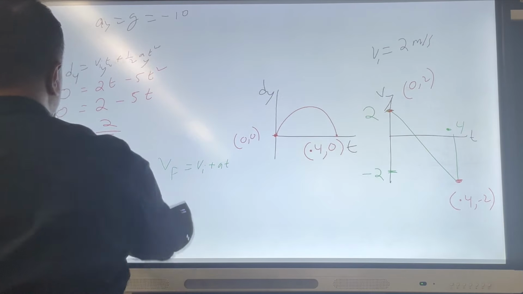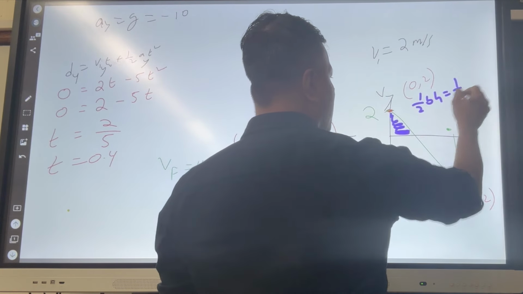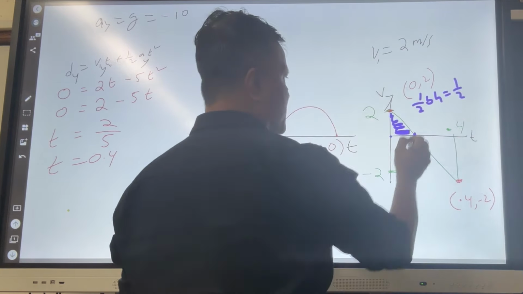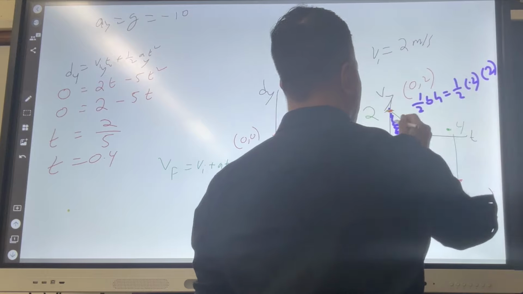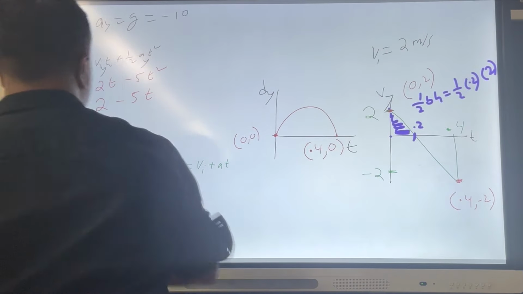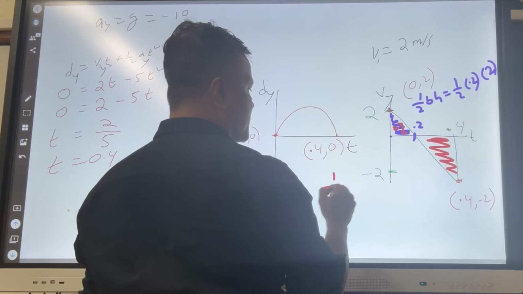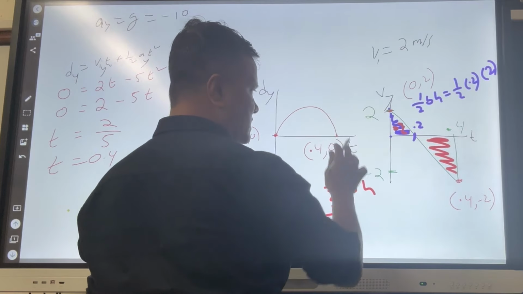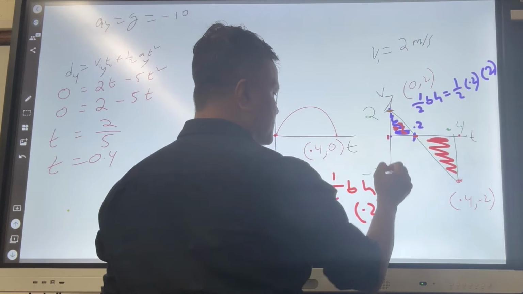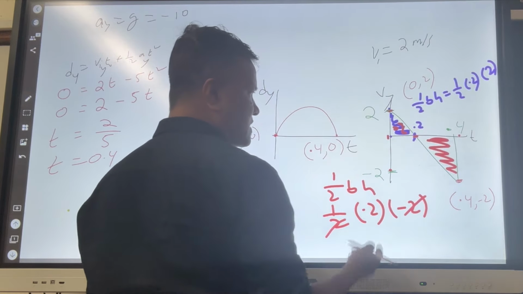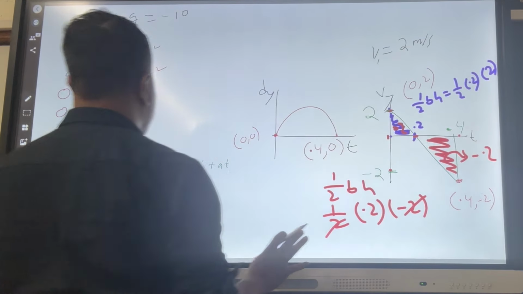Okay, but don't forget the other thing. The other thing is to find the area under the curve. So this is half b h. So half b is what? b, this time, is 0.2. So 0.2, and this is 2. Okay, so now you're going to find this one. What is this one? Half b h. Again, this is also 0.2. I did not draw it to scale. So this is again 0.2, and h is negative 2. So this cancels, so it's negative 0.2. So this one is negative 0.2. Okay, all right, so that's it.